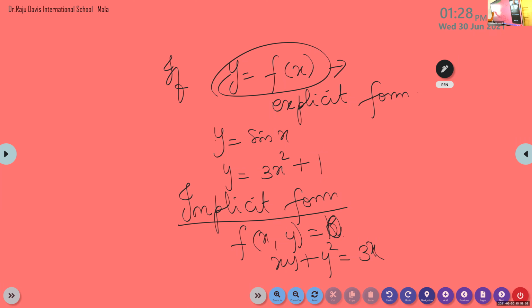Suppose I am writing like this, xy square plus 1 equal to x. Here x and y are mixed up. So, it is an implicit function. It is not explicit. Suppose I am writing like this, y is equal to 4ax. Then it is explicit. So implicit means a combination of x and y you will get. Is it okay, Achyut? Yes.